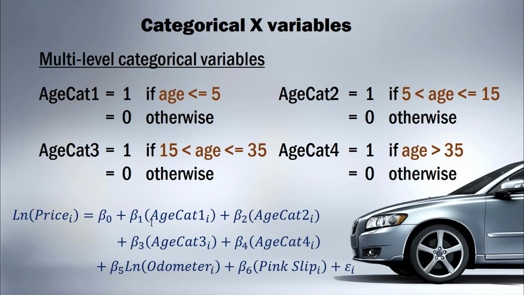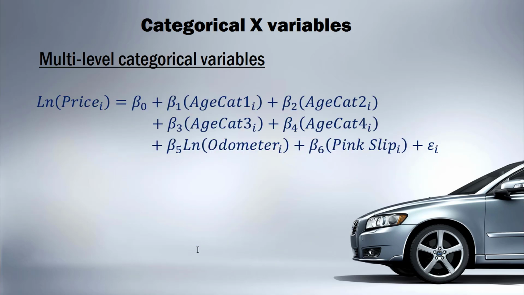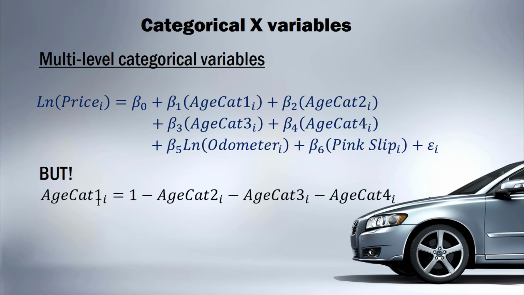So let's see what happens if we were to incorporate all this information into our regression as it stands. So here is age cat 1, age cat 2, age cat 3, and age cat 4. But we're not quite out of the woods yet, because let's just take age cat 1. Age category 1 is perfectly defined by the 3 other age categories. So in other words, if I told you that for a particular car, age cat 2 and 3 and 4 were all equal to 0, you could tell me straight away that age cat 1 must be equal to 1. If the car is not in any of these categories, it must be in this first category, age cat 1.